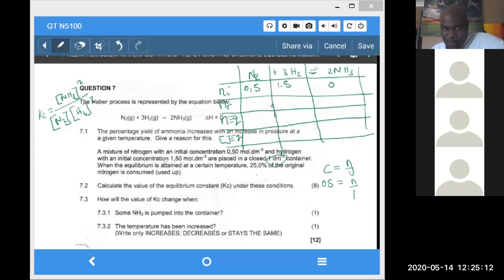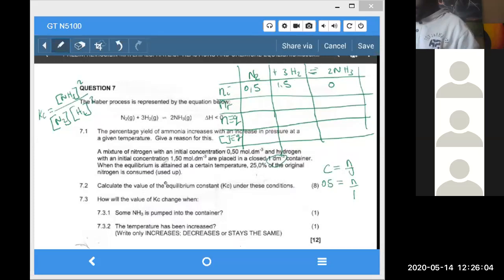Okay. So we've got 0.5 moles of nitrogen initially, 1.5 moles of hydrogen, 0 moles of ammonia. Then how much was reacted? We don't know. How much is at equilibrium? We don't know. We need to come up with that. So they say when they reach equilibrium, at a certain temperature, 25% of the original nitrogen has been consumed.